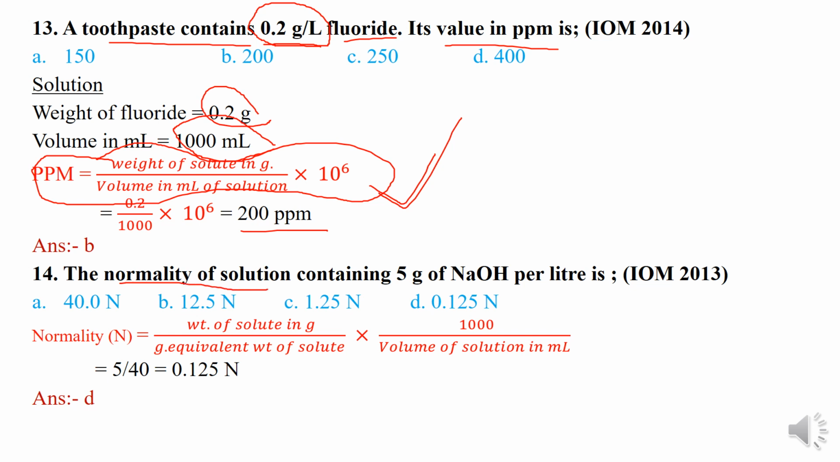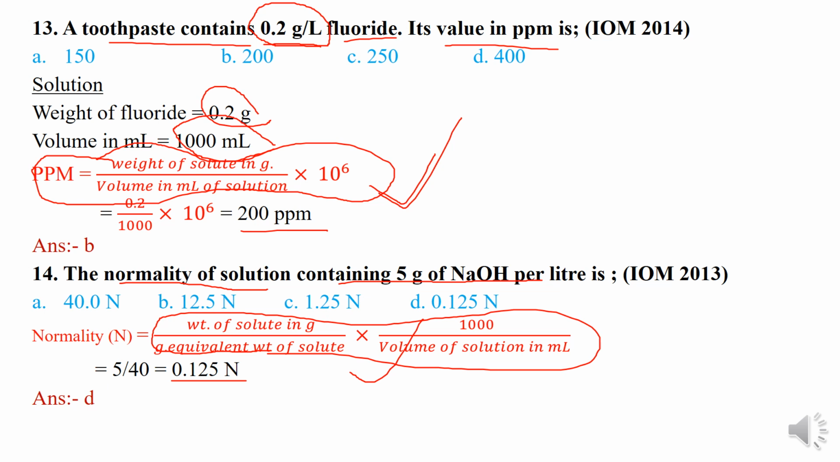The normality of solution containing 5 gram of NaOH per liter is, so we have to calculate the normality using this formula, right? Simply use this formula and put the values, answer will be 0.125, and the equivalent weight of solute, that is sodium hydroxide, will be 40, right? Equivalent weight is equal to molecular weight divided by acidity in case of base, and here acidity is 1 because only one OH minus ion is replaceable.